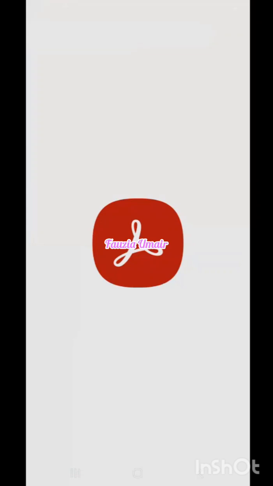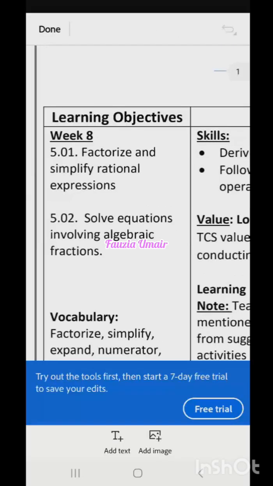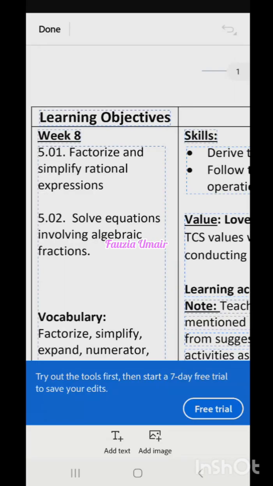Curriculum document. So just to show you the learning objectives of this topic, and then we can start with NSM1. There are only two learning objectives: factorize and simplify rational expressions, and solve equations involving algebraic fractions, right? So factorize and simplify. So there would be 4 operations.